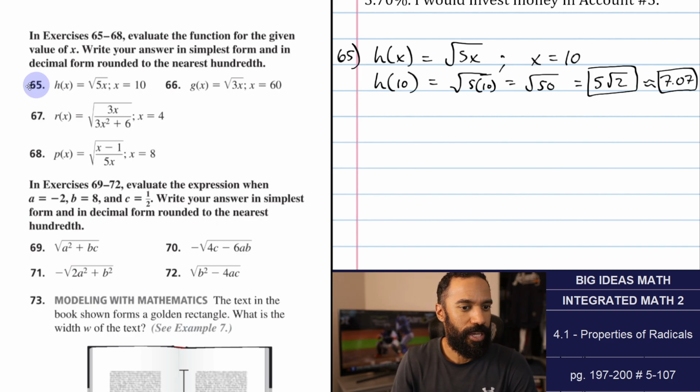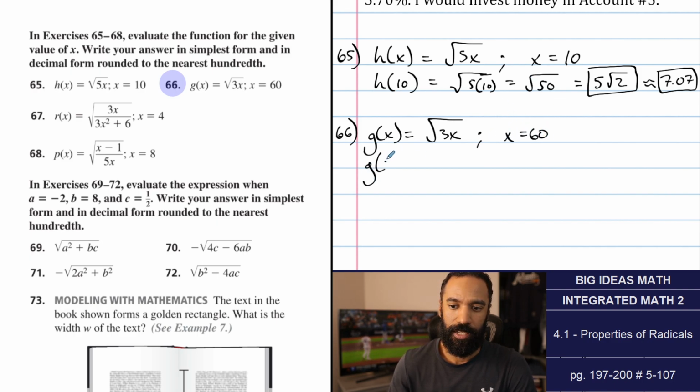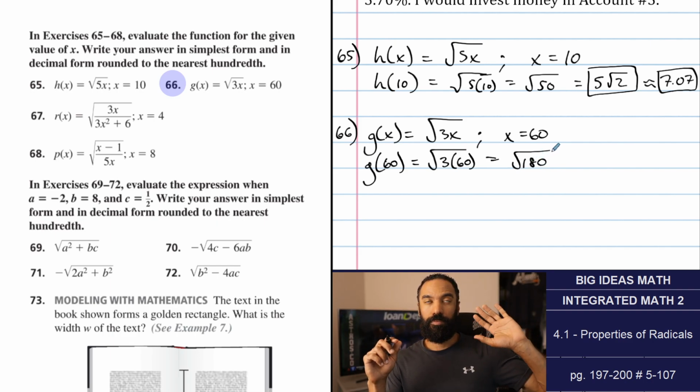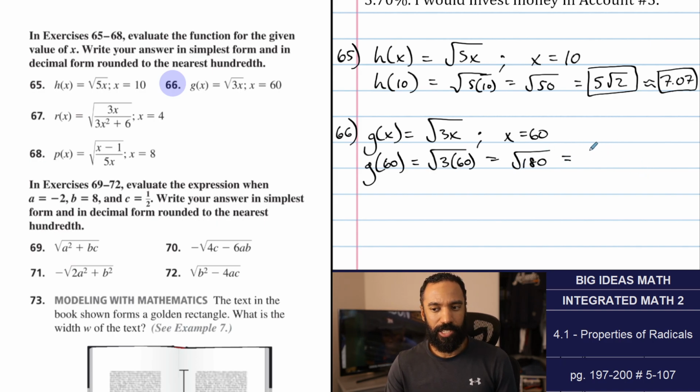Number 66, we're looking at g of x equals root 3x. And let's look at x equals 60. So we're going to take g of 60. And we're going to get root 3 times 60, which is square root of 180. 36 times 5, I think so. So root 36 times root 5 is 6 root 5.